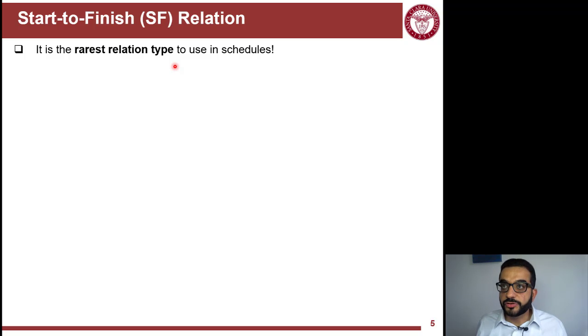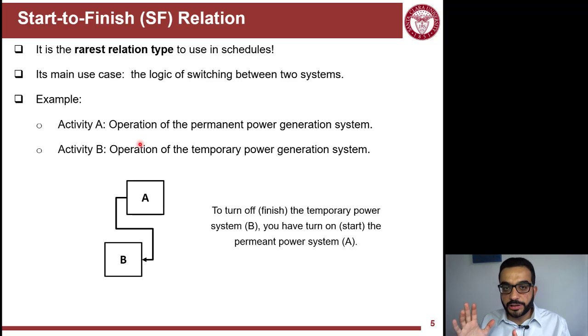So start to finish is the rarest relationship type to use in schedules. And this is not only in construction management practices, but generally in any project management. When you have schedules, it's very rare to see a start to finish relationship. From what I have seen, the main use case for start to finish is where you have a transition between a temporary system to a permanent system.